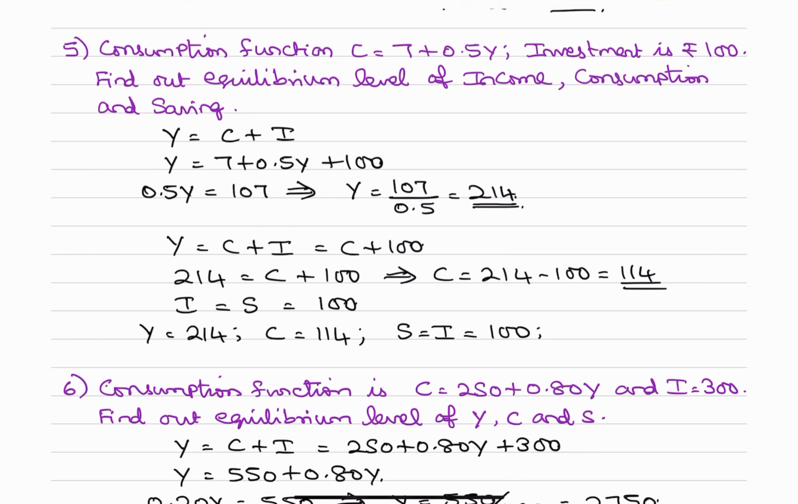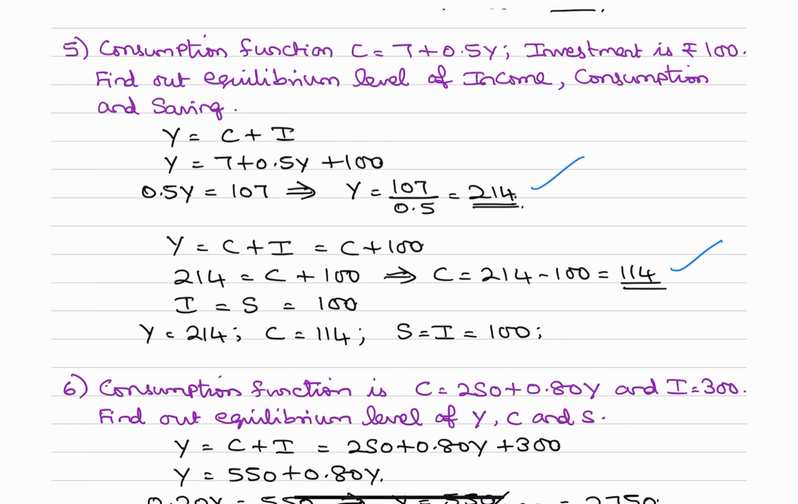Consumption function C is equal to 7 plus 0.5Y. Investment is rupees 100. Find out equilibrium level of income, consumption and saving. Y is equal to C plus I. Consumption is given as a function, that is 7 plus 0.5Y. Substituting the values, you get Y is equal to 214. Y is equal to C plus I, so consumption plus 100. Consumption is equal to 214 minus 100, that is 114.